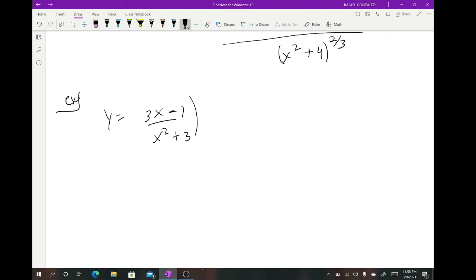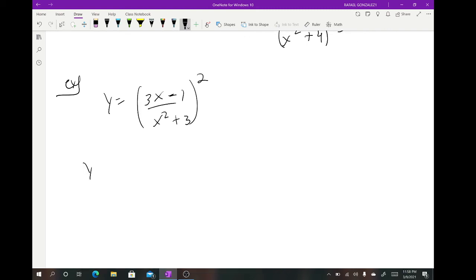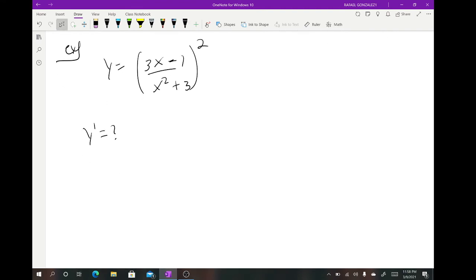So let's say somebody comes up to you in the street and they give you something like this, and they tell you to find what y prime of this is. Well, here you have a case where your u is kind of complicated. Your u is this whole fraction, which is 3x minus 1 divided by x squared plus 3. So you already know that you're going to have to use the quotient rule on this.